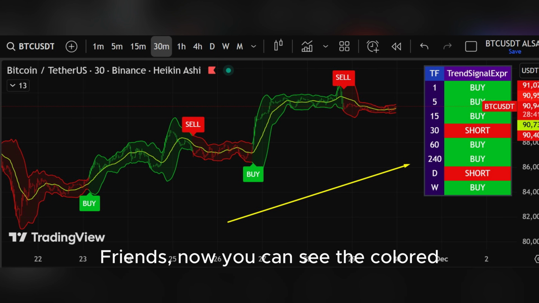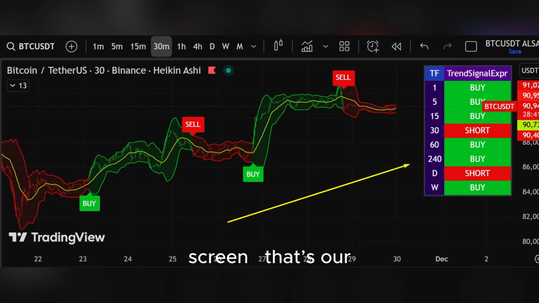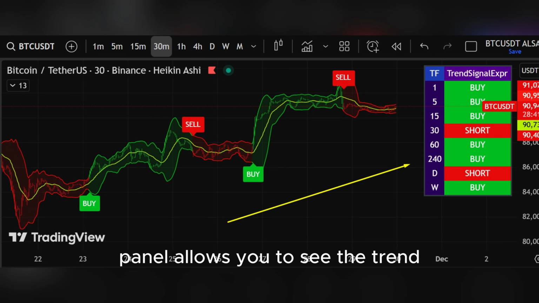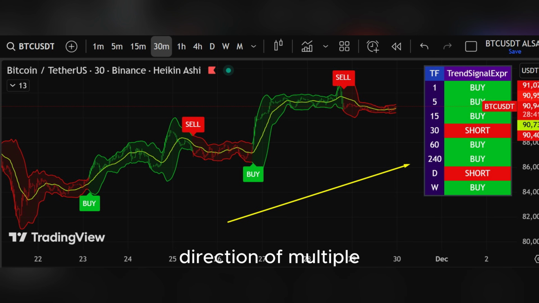Friends, now you can see the colored table on the right side of the screen. That's our multi-timeframe trend panel. This panel allows you to see the trend direction of multiple time frames at a glance. Normally you would have to manually click through each time frame to check the trend, but this panel automatically calculates the signals for all time frames and displays them on a single screen.